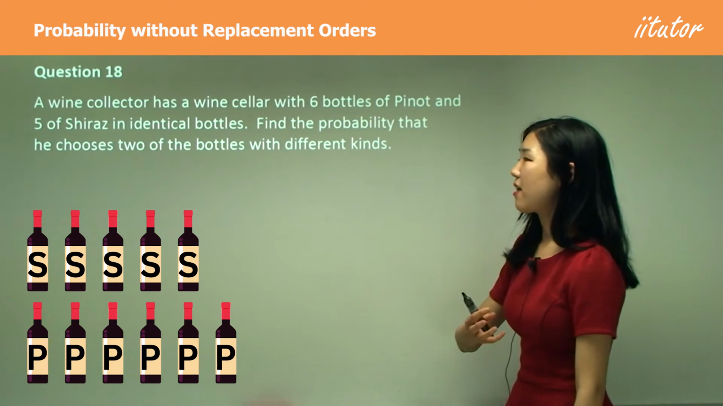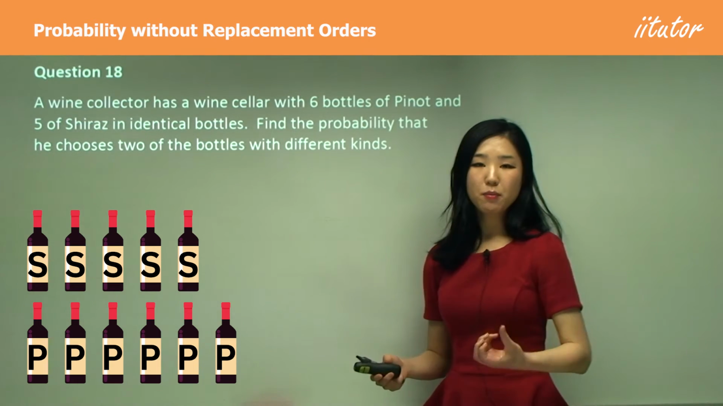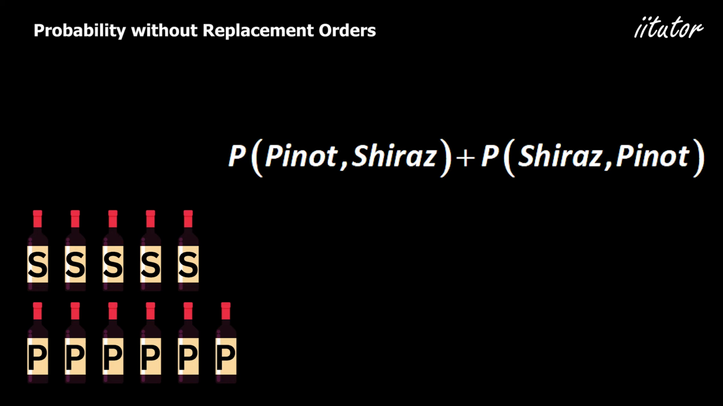When he picks one, guys, it doesn't really mention here if it's a replacement or not. If I've picked the wine, I'm going to take it, so I'm not going to replace it back. So there's no replacement here as well. It's going to be Pinot and Shiraz, or Shiraz and Pinot as I said. So this is going to be plus because it's all. So find the different probabilities.